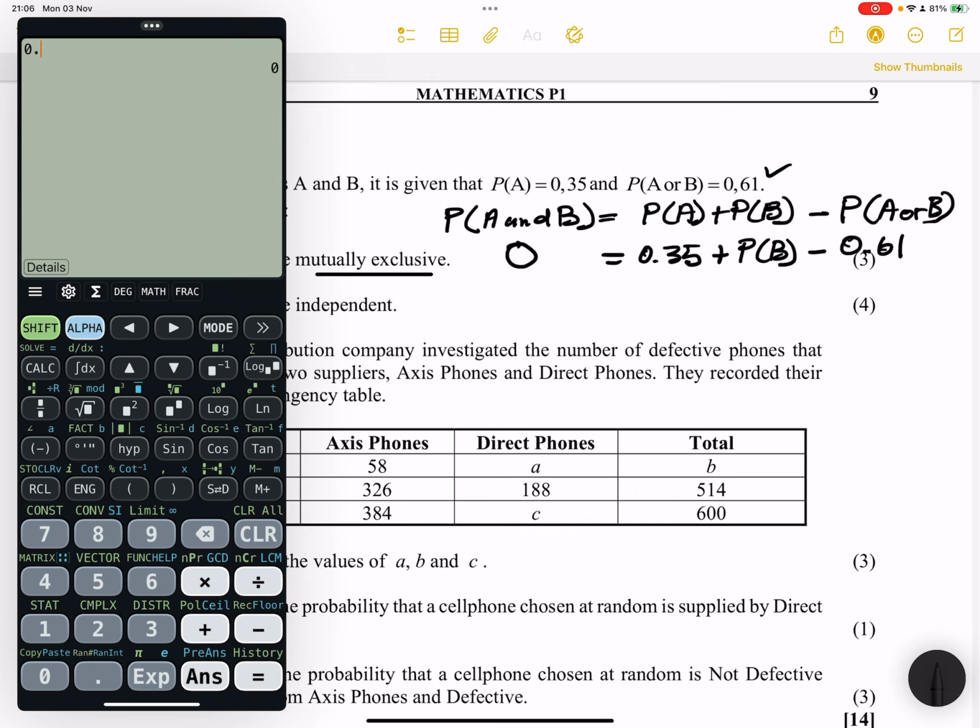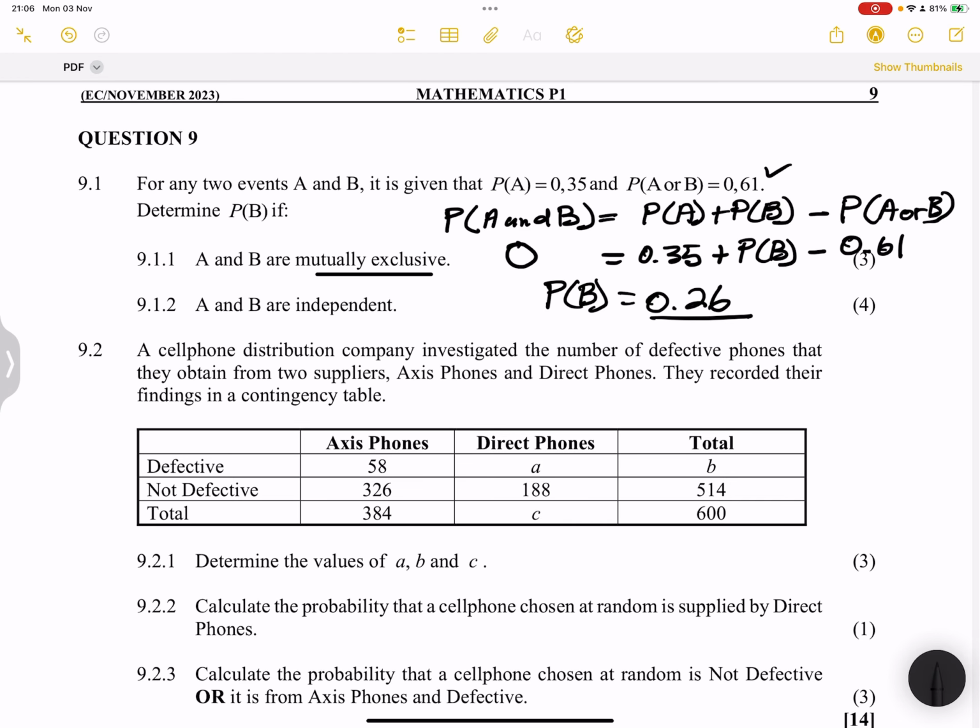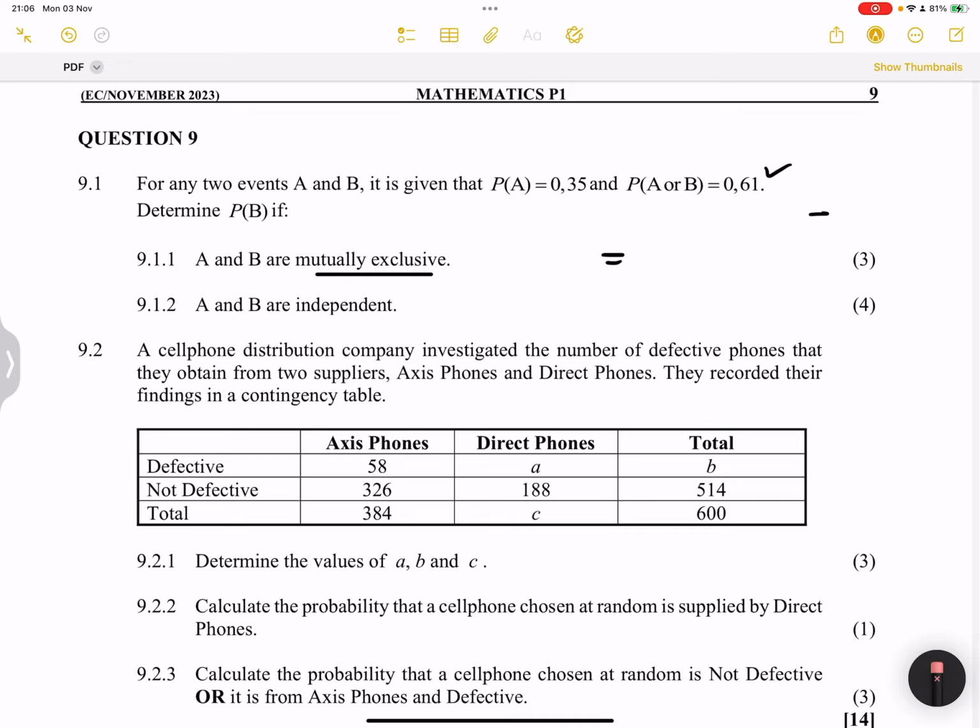Which means we're going to have 0.35 minus 0.61. Okay, that gives us negative 0.26, but if we take it to the other side, it means that the probability of B will be 0.26. Right, so that's how we'll get the probability of B if it is said to be mutually exclusive. Right, now let's go on to the next question.